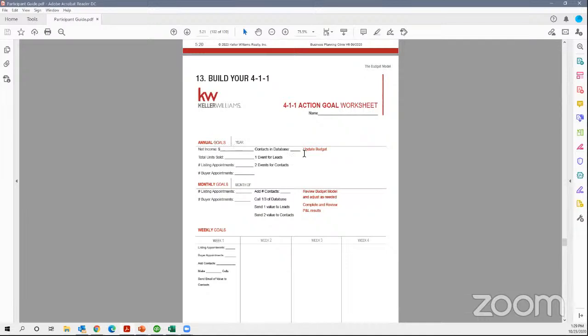an annual goal. Your annual goal is you're going to update your budget every year. Each month, you're going to review the budget model and adjust your numbers as needed, and you're going to complete and review your P&L results. Remember, we're not employees. We are running a business. We're business owners.